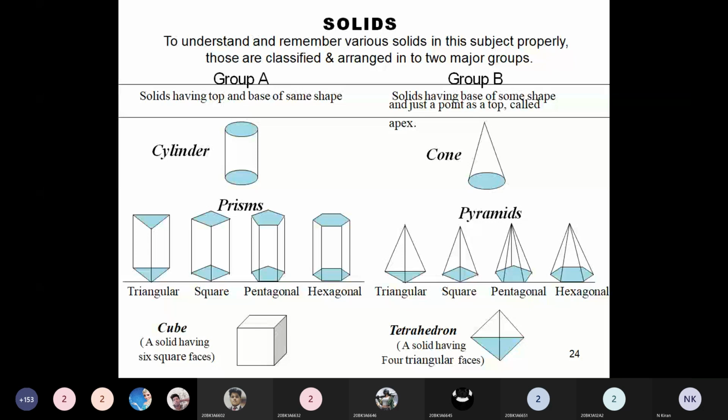See, prisms means whatever the shape we have at the bottom, you will have the same shape on the top. In the triangular prism, the same shape at the top. In the cylinder, if the bottom is a circle, at the top also you will have a circle shape. And this is a square prism, so we have a square at the bottom and a square at the top. That is a prism.